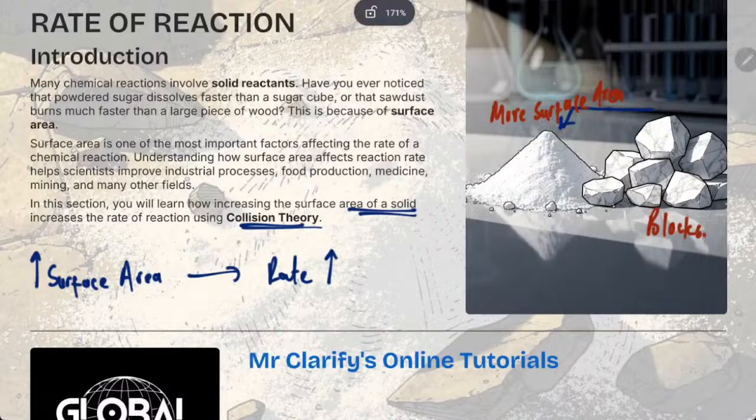All right. So, and when we talk about surface area, we'll be talking about solids. So let's go for it. Let's go for it, boys. Let's go for it. Right.